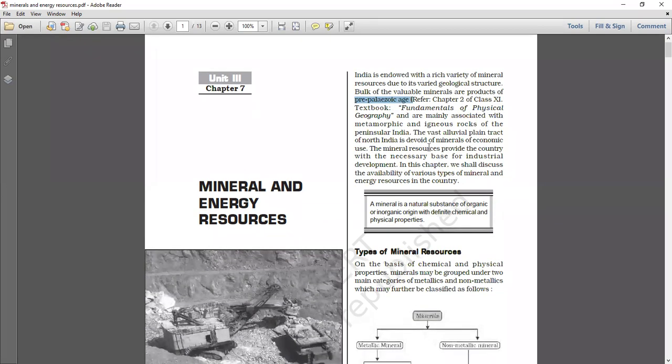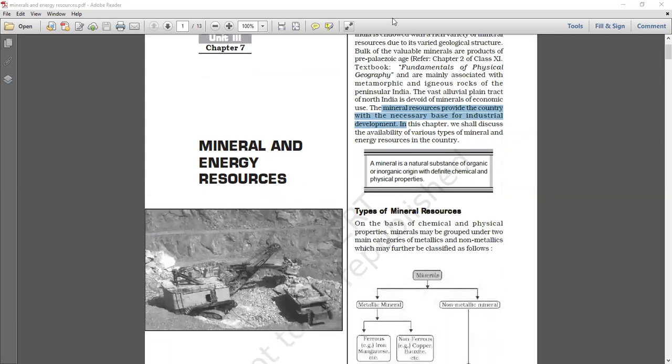Now as we all know, the mineral resources provide the country with a necessary base for industrial development. For industrial development, या फिर हम ऐसे बोलें कि minerals are very important for industry. Why so? Because many mineral based industries depend for their raw material on minerals. Minerals are the raw material of mineral based industry. Okay students.